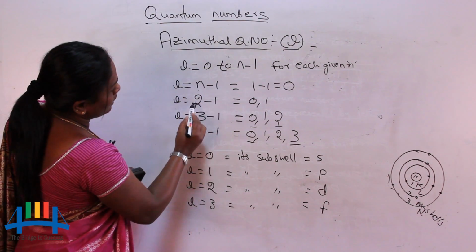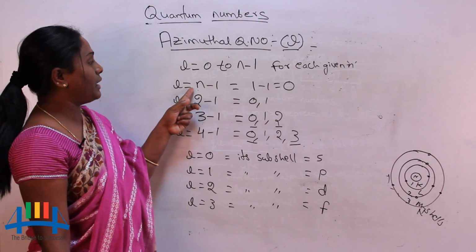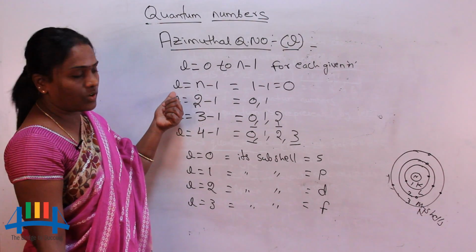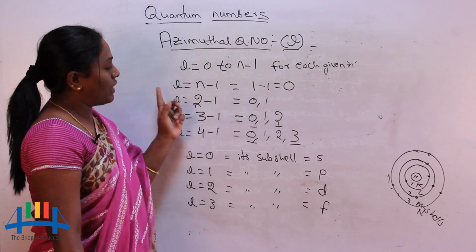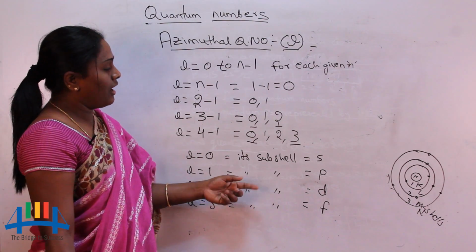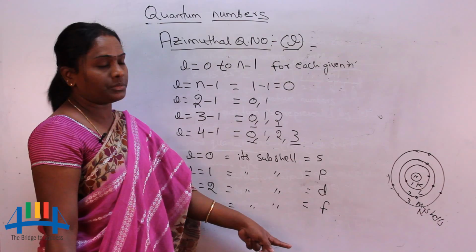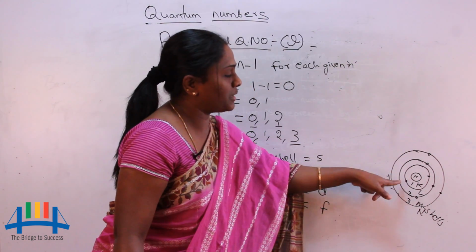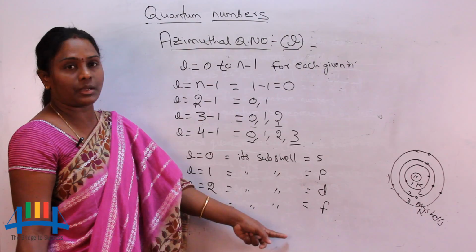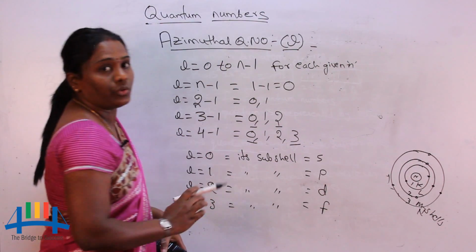And here 1, 2, 3, 4 are the values of n. That means principal quantum number, and l is the azimuthal quantum number. It gives only two pieces of information: the size and name of the subshell, and the shape of the subshell. That means around the nucleus, in the space that is present, what is the shape of these subshells.